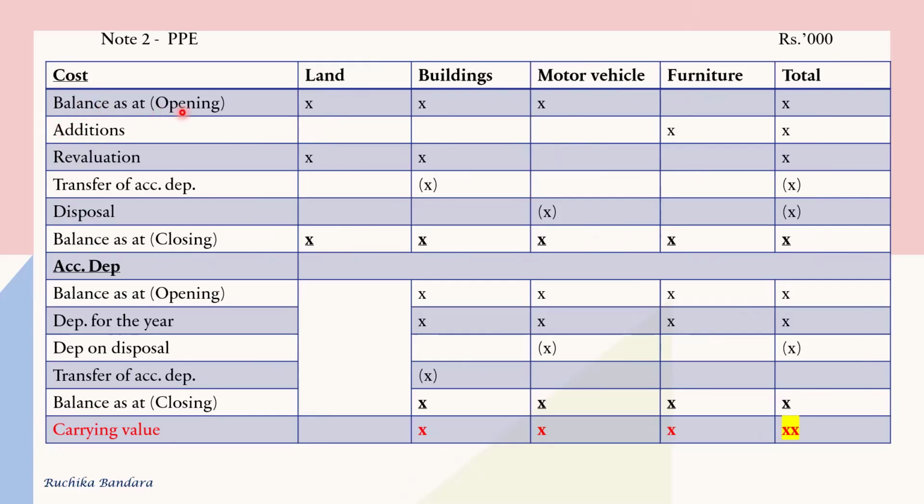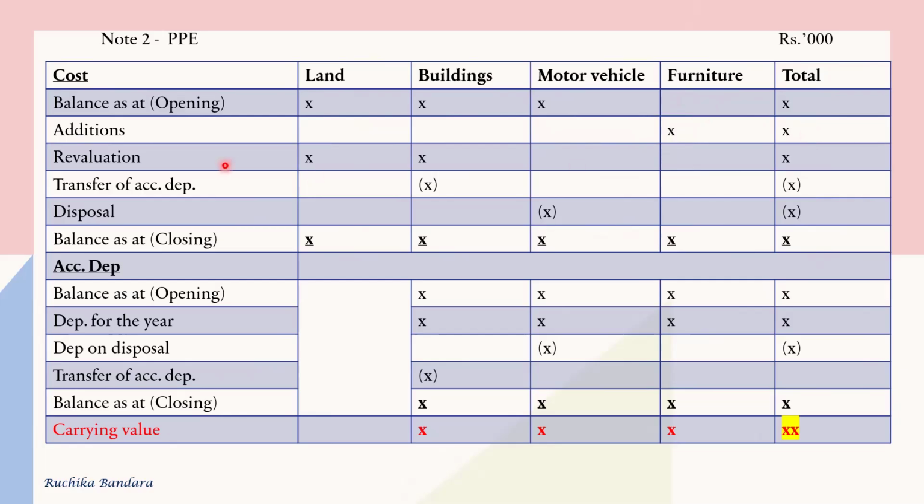So for the balance as at opening date, I have taken everything except for the furniture because I want to show you this addition. If you have bought a non-current asset during that particular year, you can't take that value as the opening balance because when you start the business, that was not there. So you can't write anything as the opening balance. You are taking it as an addition. That means you have bought it during the year. That is the amount you put into the total column.